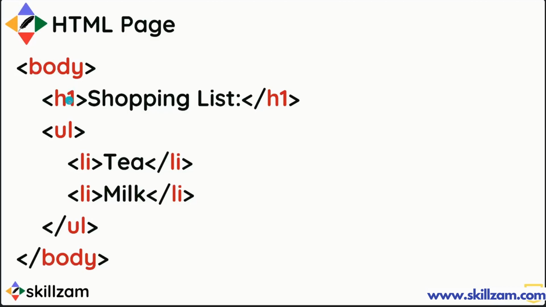Within the body tag, there is an h1, which is a heading tag, which says shopping list. This is the enclosed tag content. And then there is an unordered list, open and close. The unordered list contains two list items. One is tea, another is milk.